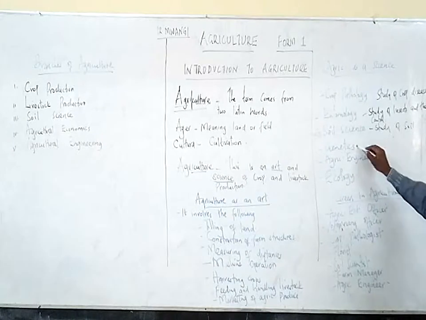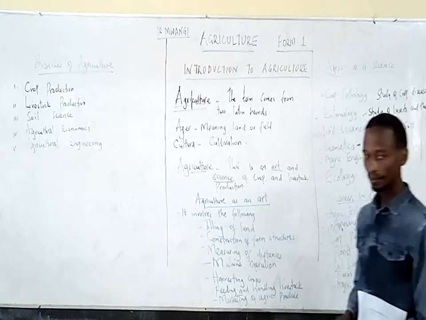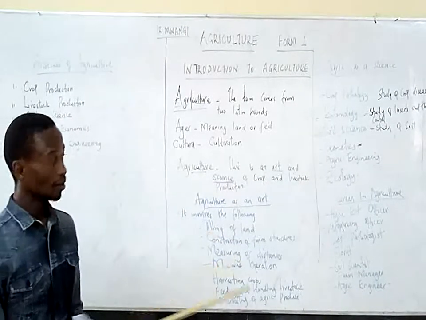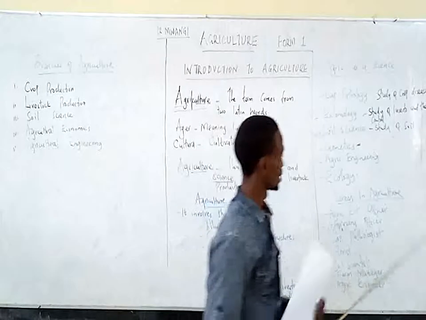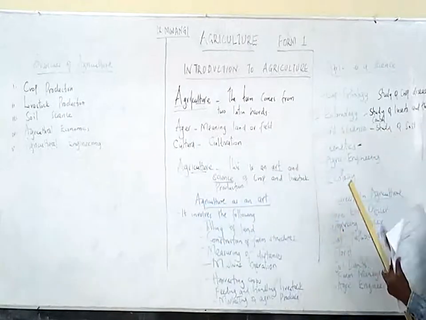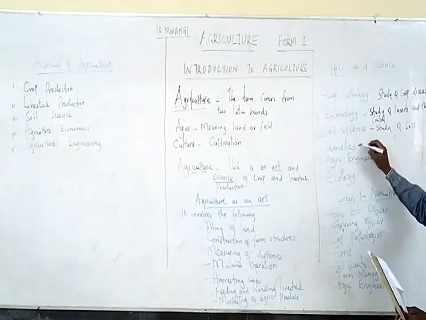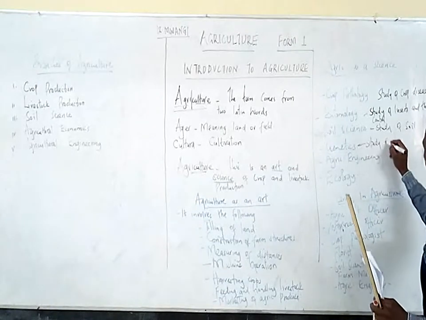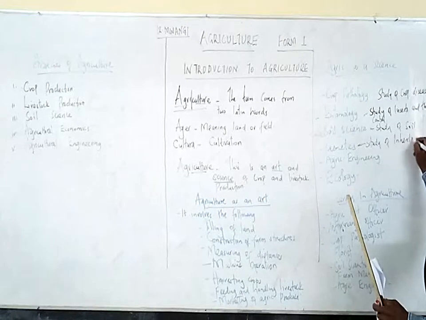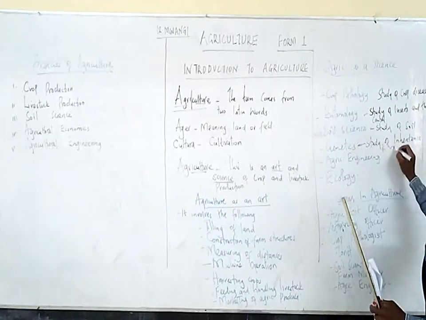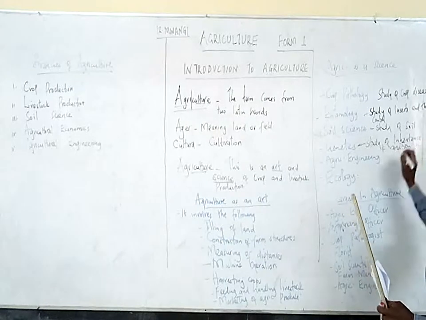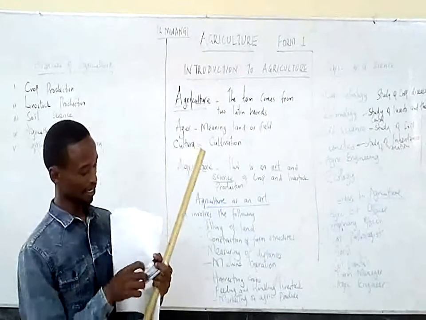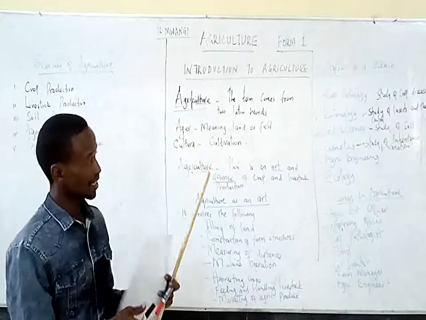Again, also agriculture as a science, we have the application of genetics. Genetics is the scientific study of variation and inheritance. And it is applied both in plants and animals.